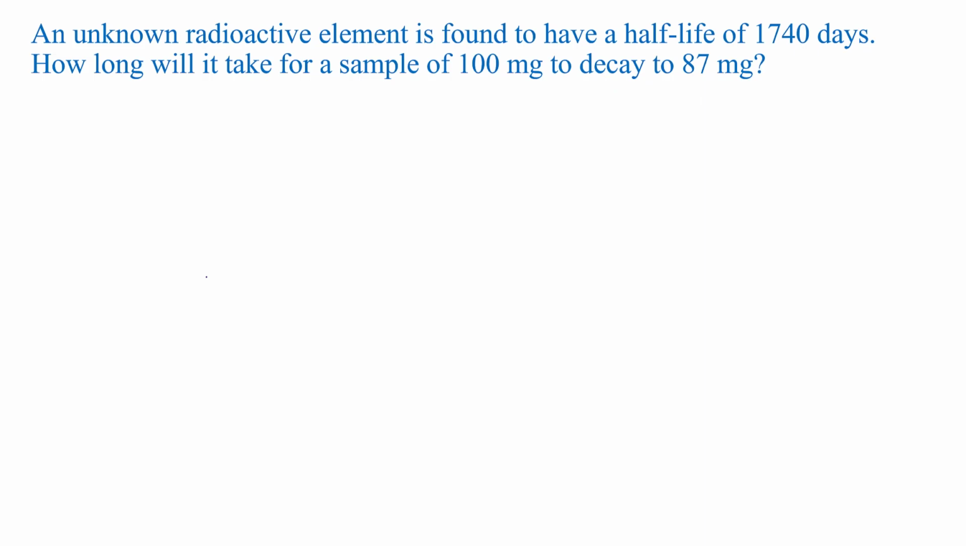Our first problem here: an unknown radioactive element is found to have a half-life of 1,740 days. How long will it take for a sample of 100 milligrams to decay to 87 milligrams? And just like with exponential growth, if we don't know what our constant k is, that's the very first thing we have to find. And in this particular problem, we don't know what k is. What we can use here is our half-life, and we'll do that.